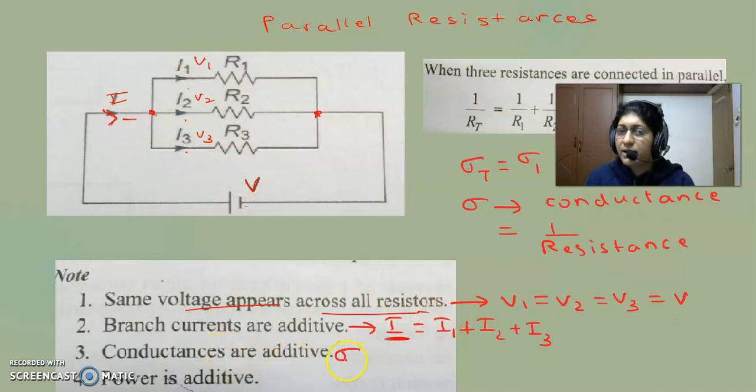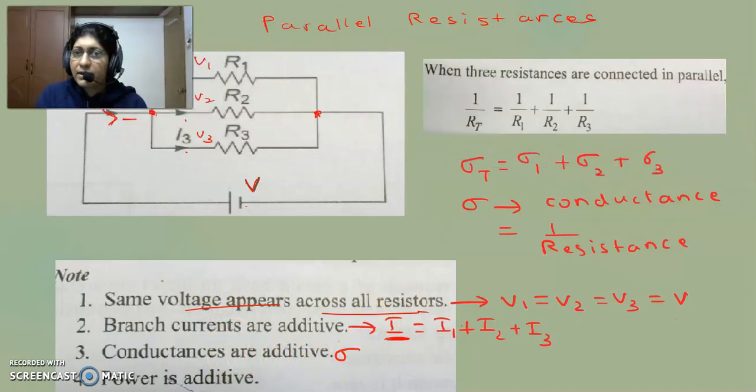Conductances are additive. Now here we will see the equivalent resistance of a parallel circuit. When three resistances are connected in parallel, this is the equivalent resistance: 1 upon the equivalent resistance is equal to 1 upon R1 plus 1 upon R2 plus 1 upon R3. This is the value of the equivalent resistance.